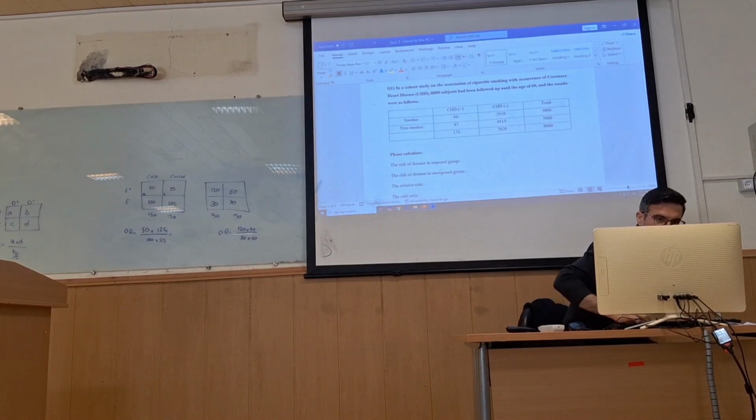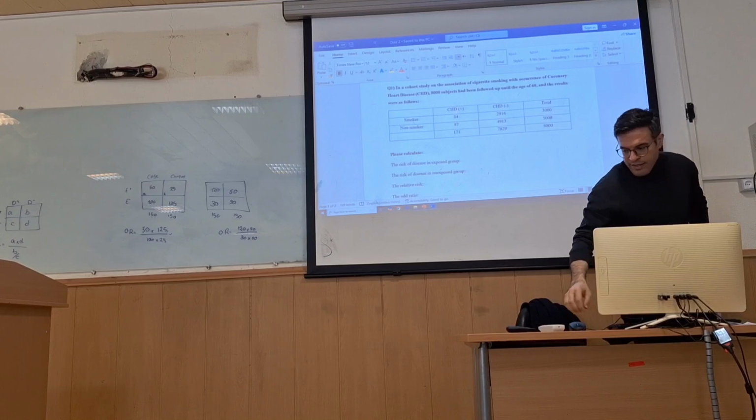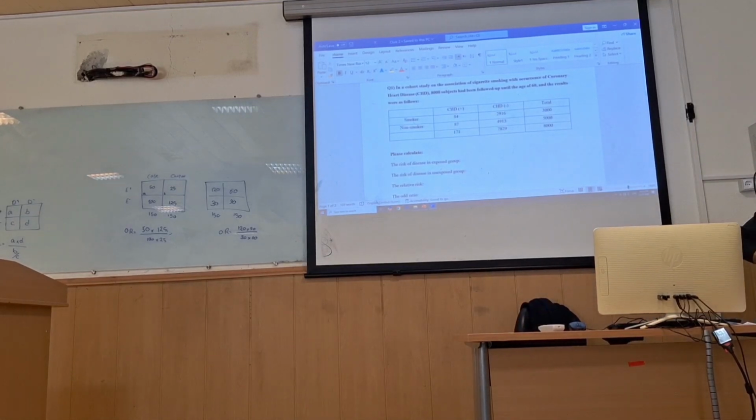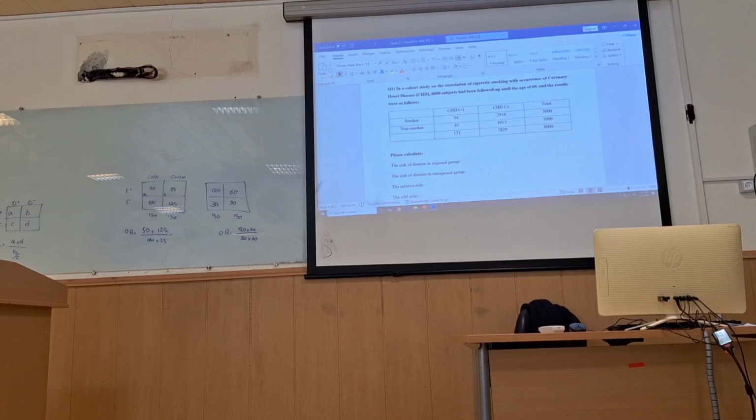Please answer this question based on this table with exposure. Please calculate the risk of disease in the exposed group, risk of disease in the unexposed group, relative risk, odds ratio, and attributable risk, or risk difference. Please write your answer.